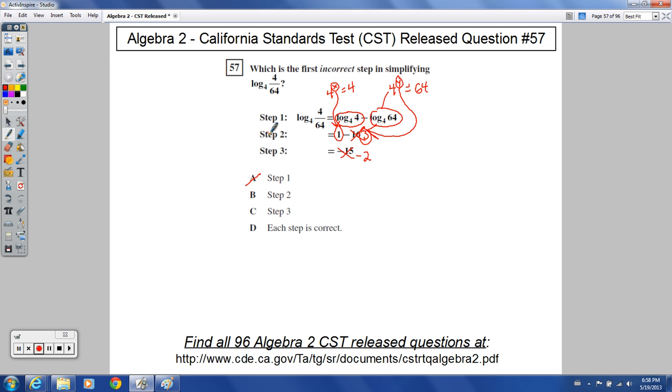But what was the first incorrect step? The first incorrect step was step 2. So for number 57, choice B is the correct choice.